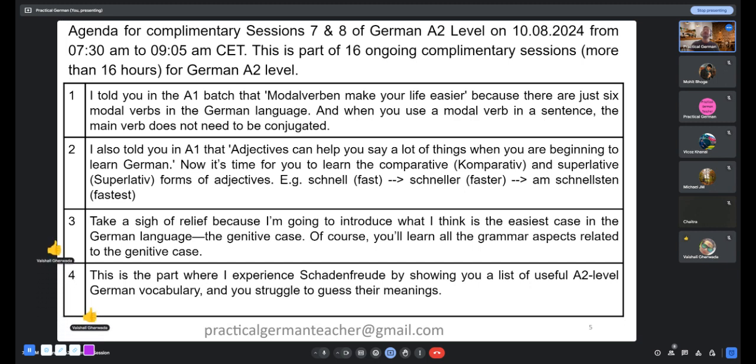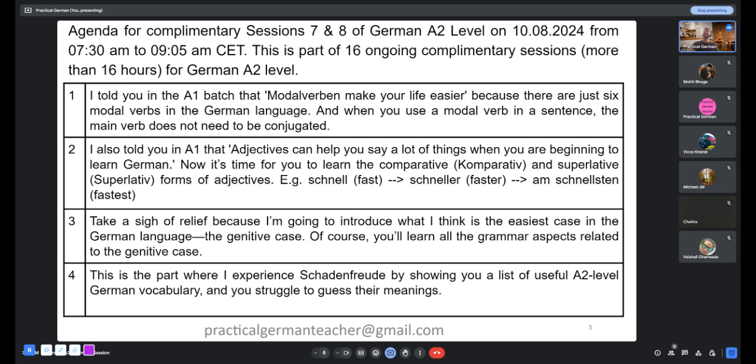What you are looking at right now are the sessions 7 and 8 agenda out of 16 complimentary sessions for German A2 level. You see 4 points on the agenda right now. I think we'll only cover the first two and the last one. The first one is the Modalverben part, the second one is the adjectives, the third one is the genitive case, which we will do next time. The fourth part is the vocabulary.